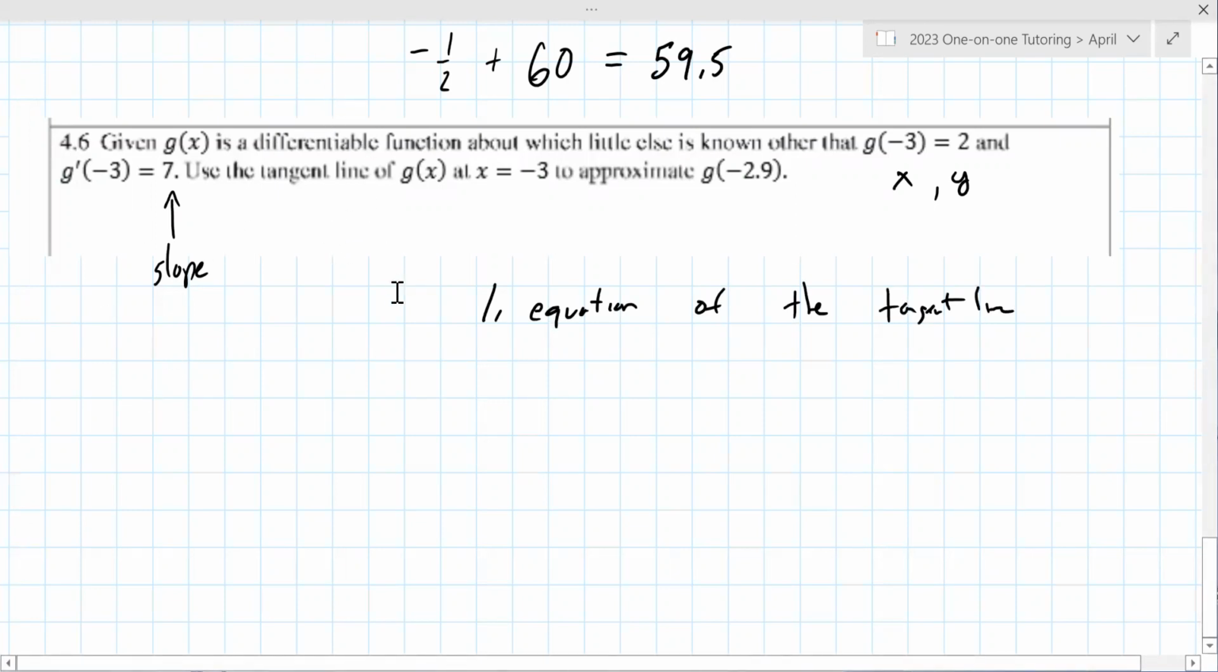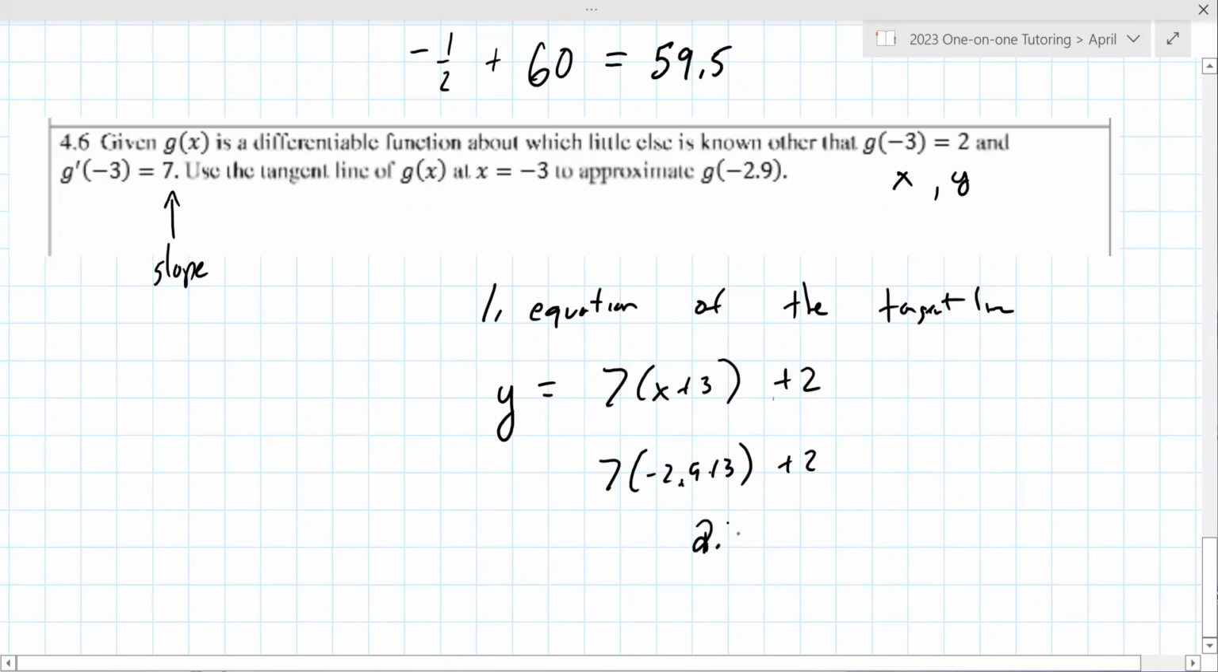Wouldn't it just be 7 times (x plus 3) plus 2? How did you come up with the equation? 7 times (x plus 3) plus 2. So this is the equation of the tangent line, yes. Okay, and then you can evaluate it at -2.9. So you'd have 7 times (-2.9 plus 3) plus 2, 0.1, so it's 0.7, 2.7.